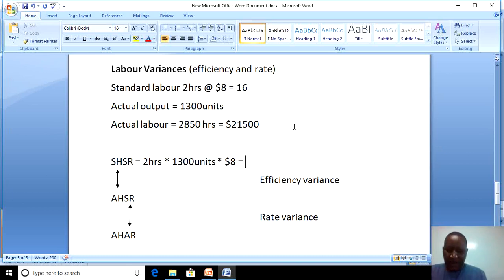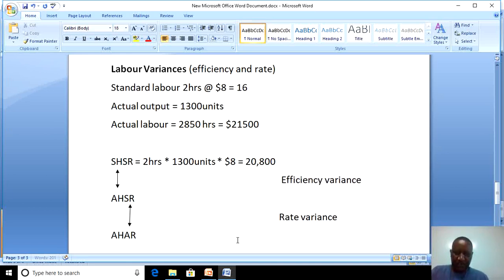How much are we going to have? Get that in your calculator. You should have 20,800. So easy.